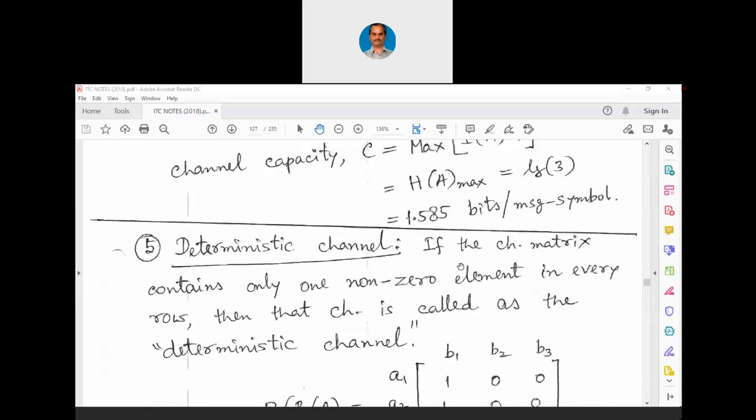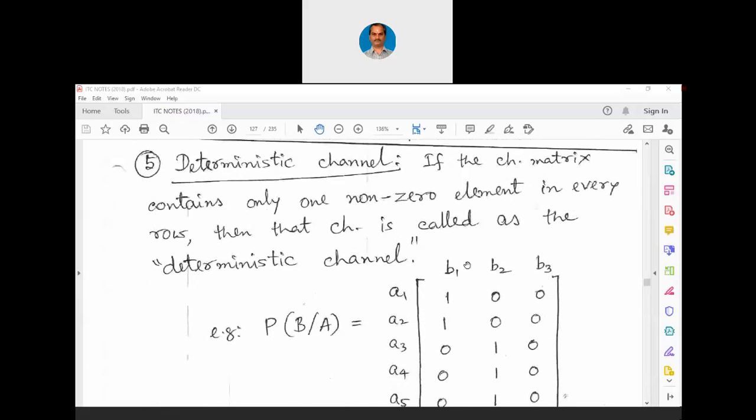Now let us come to the fifth one, that is the counterpart of the noiseless channel, that is called as deterministic channel. If the channel matrix contains only one non-zero element in every row, then that channel is called as the deterministic channel. This is the counterpart of the noiseless channel.